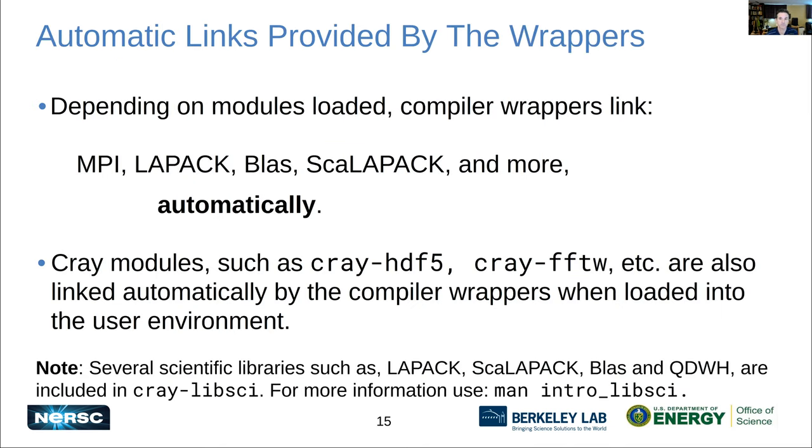Again, just to belabor the point of all the stuff that's done automatically by the wrapper. If you're using the Cray compiler wrappers, it's going to include the MPI, the scientific packages like LAPACK, BLAS, ScaLAPACK, and more. They're all going to be included automatically. You don't even have to include the dash L lines, the linker lines. If you have loaded specific modules such as HDF5 or FFTW, those will also be automatically included if you're using the Cray compiler wrappers. So they're really there to facilitate ease of use and make things easier for you as a user.